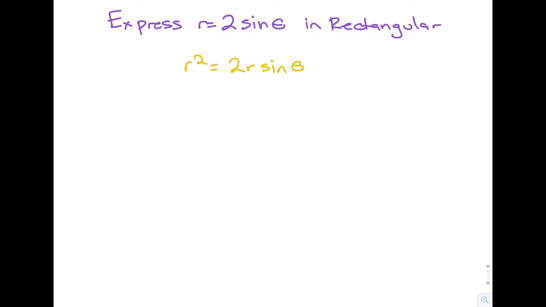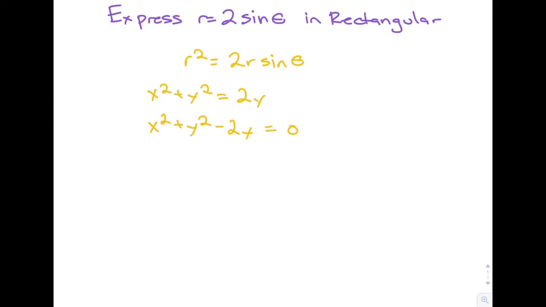Now we have r squared, which we know by the Pythagorean theorem is just x squared plus y squared. And we also identify r sine theta as just y, so we have 2y. Now, if we move everything over to one side, we have x squared plus y squared minus 2y equals 0. The reason I want to do this is so it becomes clear what's going on with r equals 2 sine theta. So now let's complete the square for y.